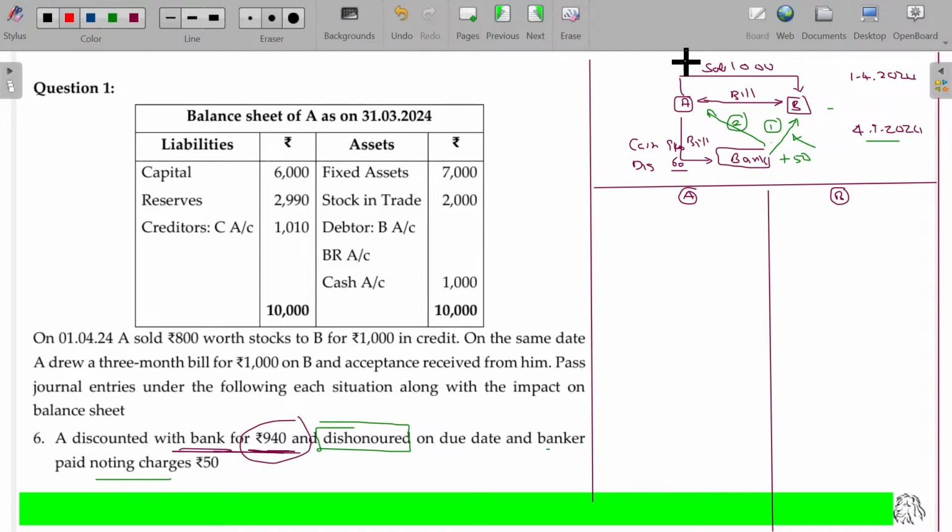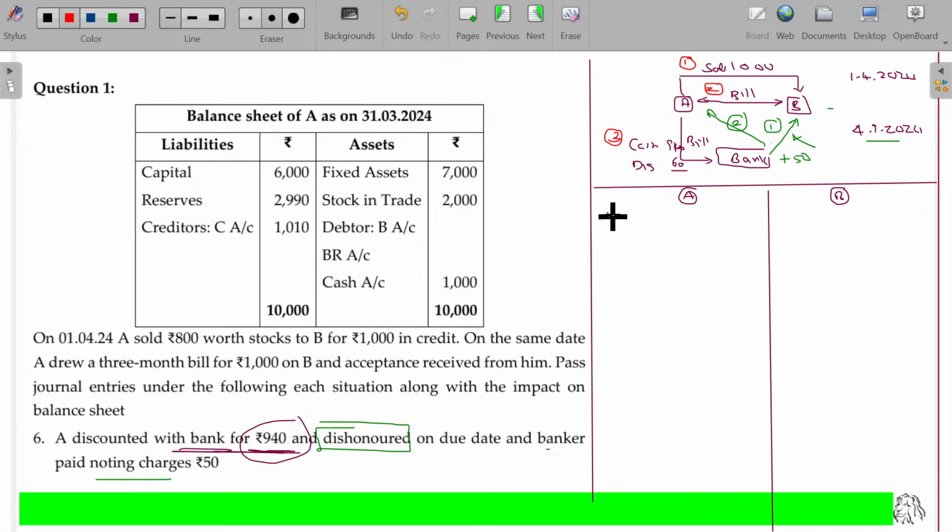Number one, first journal entry. Second journal entry. Third journal entry. First journal entry is all about sales. Second journal entry is for the bill. Third is all about discounting the bill. In case of dishonor, along with the noting charges, how the entry will be. So that's one extra point you have to learn here. The rest of the three are the usual ones. Come on, make it faster.